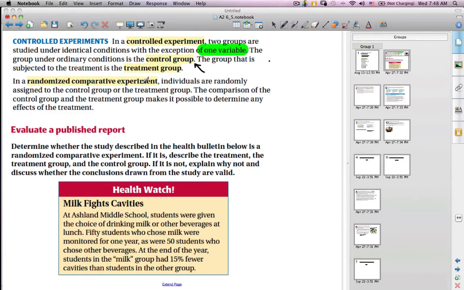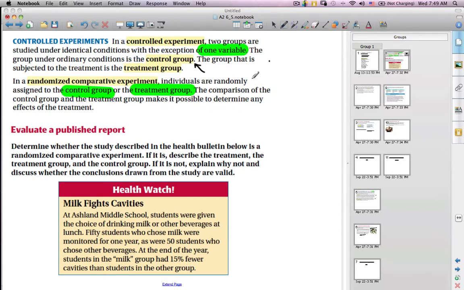In a randomized comparative experiment, individuals are randomly assigned to the control group or the treatment group. And this is the way we would want to do it. You wouldn't want to have them self-select. You wouldn't want to choose them for any particular reason. This is important, that it be randomized so that you minimize any kind of bias within the study.